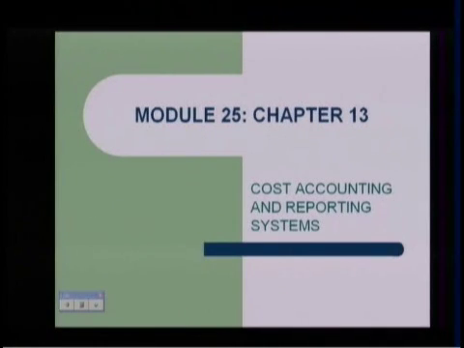We're going to talk about 4 basic items in this module. We're going to talk about overhead and how we use overhead to be included in the cost of a product. We're going to talk about the cost of goods manufactured statement, the cost of goods sold statement, and ABC costing.